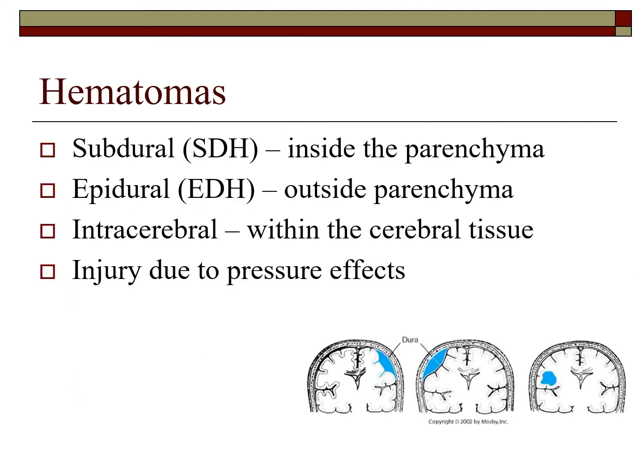Let's look at some hematoma nomenclature. We have subdural, and that's below the dura. We have epidural, which is outside and above the dura. So the first one on the left is a subdural. The middle picture is epidural. You can see the dura is kind of pushed down. Intracerebral would be within the tissue, and that's the third visual. And injury and trending is all due to pressure effects from the bleed.